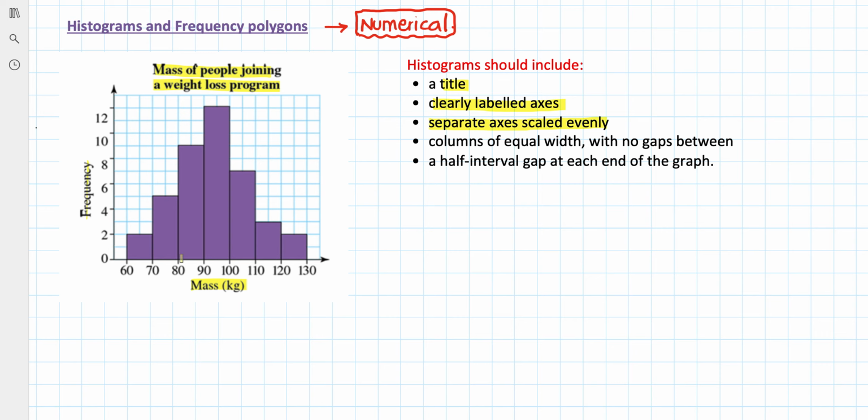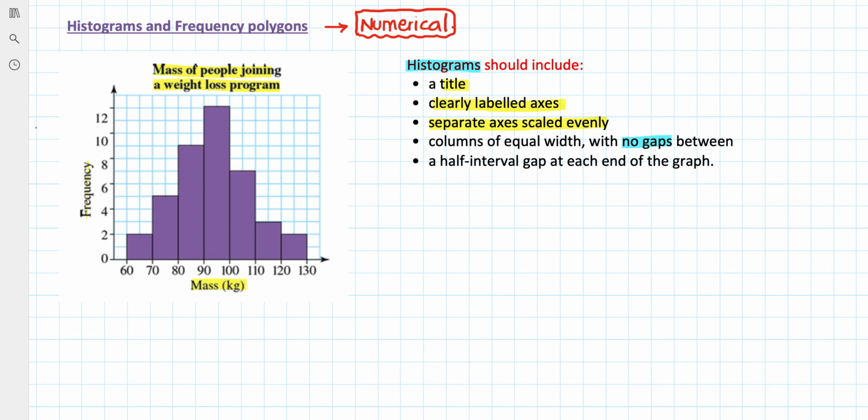Columns of equal width, we can see here that each column goes from 60 to 70. I don't have one from 60 to 80 and another one from 80 to 90. No, each one is like 10 units apart with no gaps. And this bit of no gaps is very important. That means that we're talking about histograms. Otherwise, we will be talking about bar graphs, okay? A half interval gap at each end of the graph. So you can see here that we have a half interval gap, and here we have another half interval gap. Wonderful. So that's what we have here.